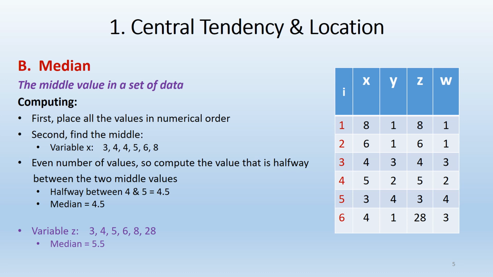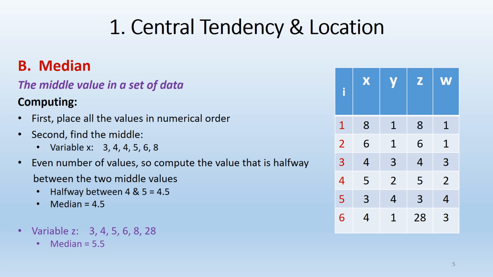Since the median is the middle value in a set of data, the first thing we need to do is take all the observations and rank them in numerical order. So if we look at variable x and take those 6 observations and put them in numerical order, going from smallest to largest we have 3, and then 2 observations of 4, and then a 5, and then a 6, and then an 8. So we have the 6 observations laid out in numerical order.